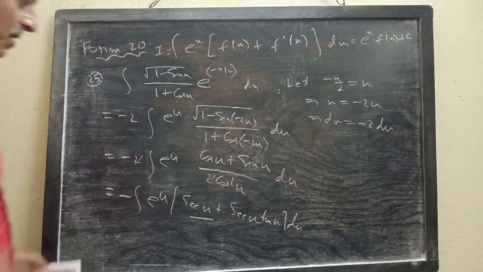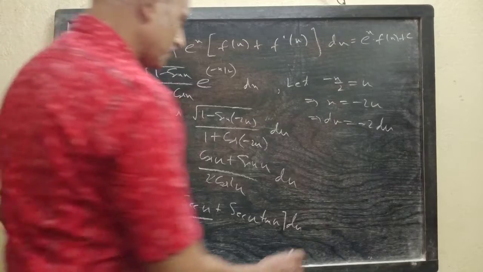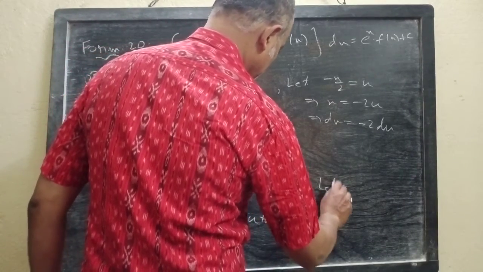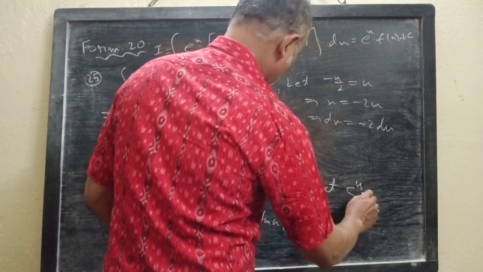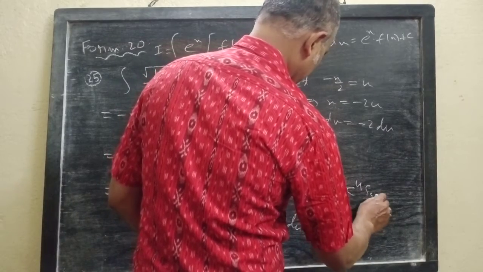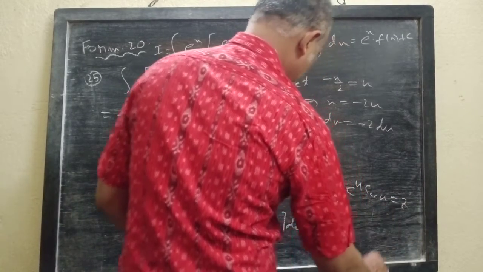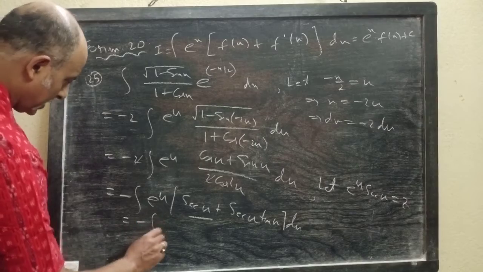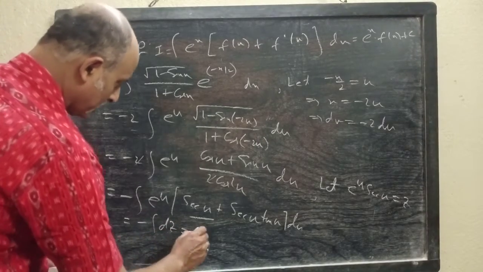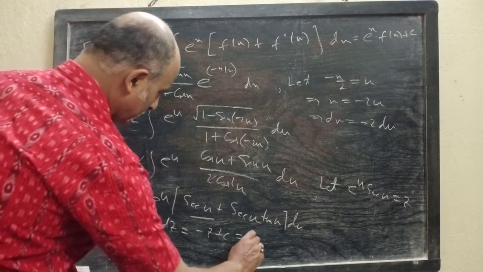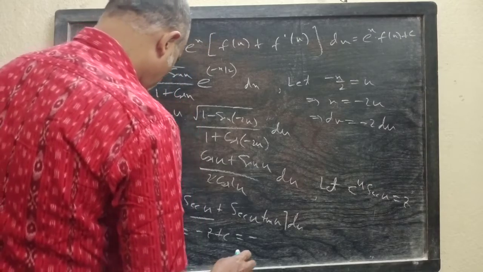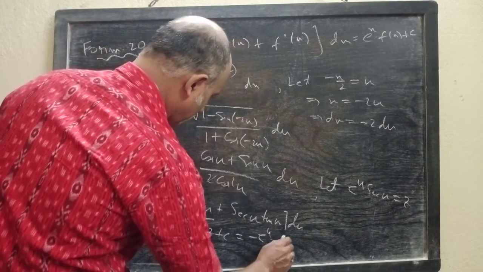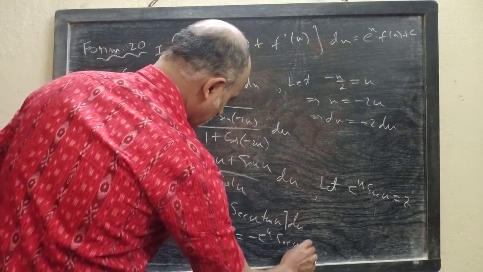Look, this is f u, this is f dash u. So your next substitution will be: let e to the power u sec u be z, do differential, you get minus integration dz. You get minus z plus c. So finally your answer is minus e to the power u sec u plus c.